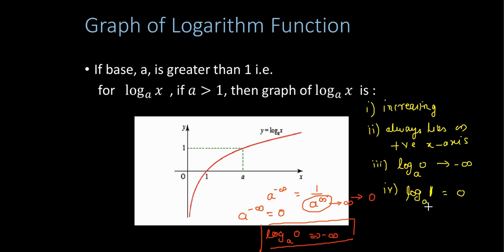The reason is the same: converting this into exponential form, a raised to power 0 will always be 1. Whatever is the value of a, something raised to power 0 will always be 1. Hence log 1 with any base will always be 0. You can take any value of base, the graph of log will intersect at this point, which is always (1, 0). So these are the few points that you need to remember as far as the graph of a logarithm function is concerned. Now let us solve some questions which involve properties of the logarithm function that we have learned just now.